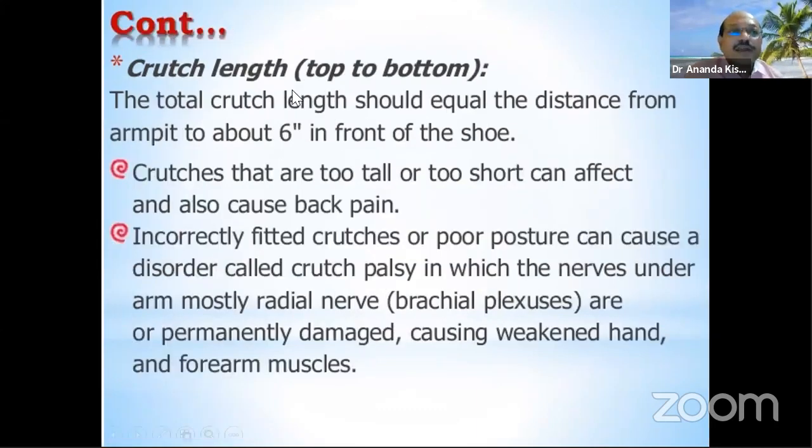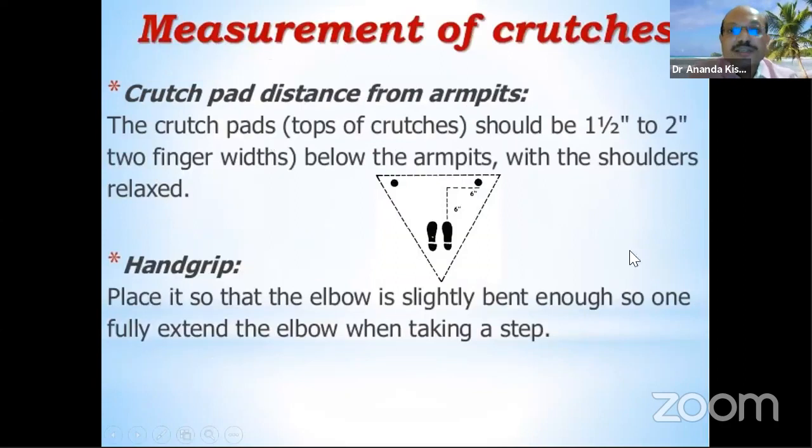In this manner, once the patient stands on this, this is the length from the anterior axillary fold to the point which is 6 inches in front and 6 inches outside from the little toe, with the patient barefooted. This is basically the distance of the crutch. Now there are several modern crutches available where the height can be easily adjusted.